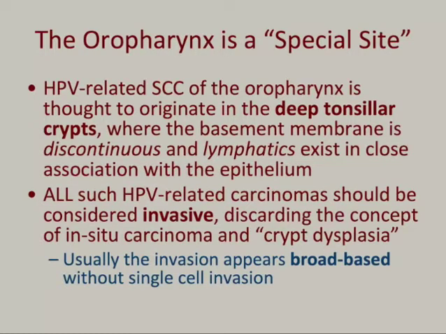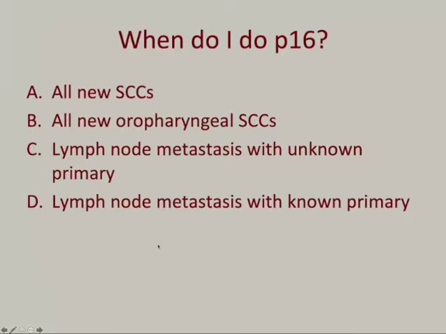So there is no concept of crypt dysplasia, crypt in situ. So if you have any sort of deep or architecturally complex involvement of an oropharynx, a tonsil and a base of tongue, this is invasive cancer. You don't have to go looking for single cell invasion. This is often broad-based invasion. The poll is going to be, and I'll talk about the answer in a minute, when do I order P16? When do I do P16? All new squamous cell carcinomas, all new oropharyngeal squamous cell carcinomas, lymph node mets with unknown primary, lymph node mets with known primary. So there may be multiple answers here, but you can answer that as I speak.